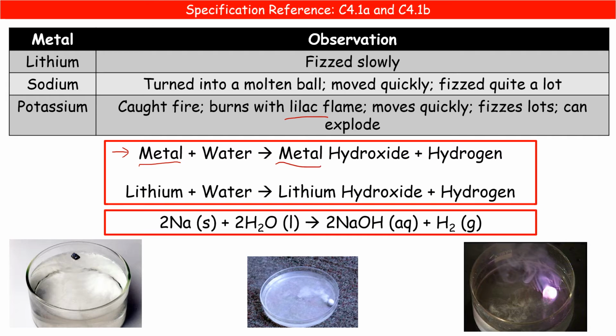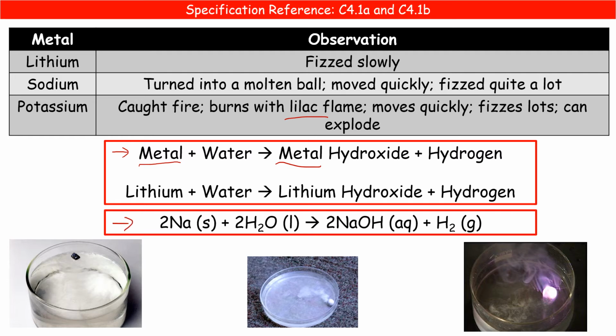name of said metal. So if we had lithium, lithium plus water makes lithium hydroxide plus hydrogen. If it was potassium, potassium plus water makes potassium hydroxide plus hydrogen. Pretty straightforward. Learn the general word equation, and then all you've got to do is shove the right metal in place. They can also ask us to do the balanced symbol equation for this.